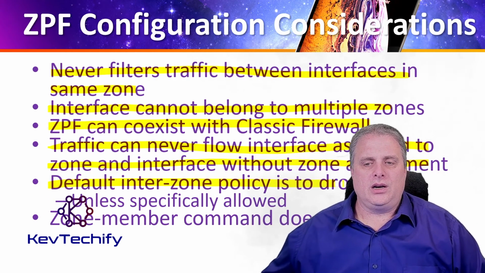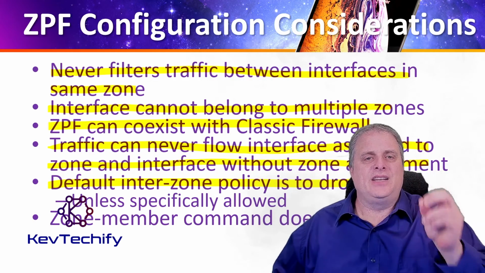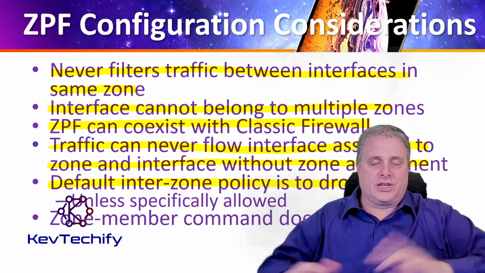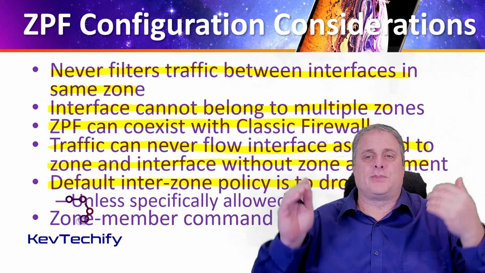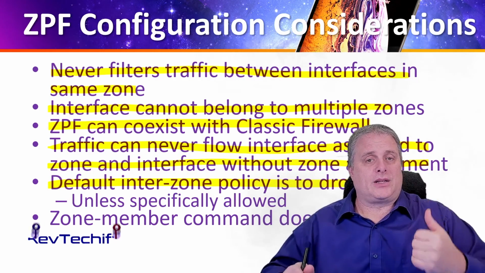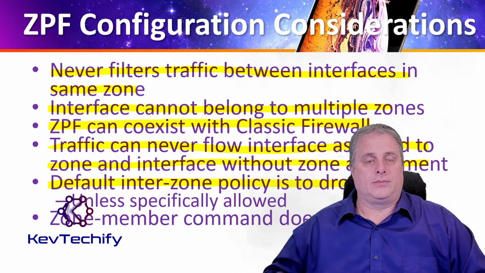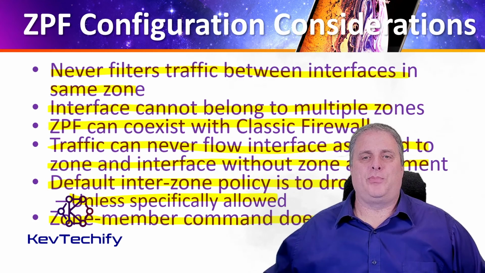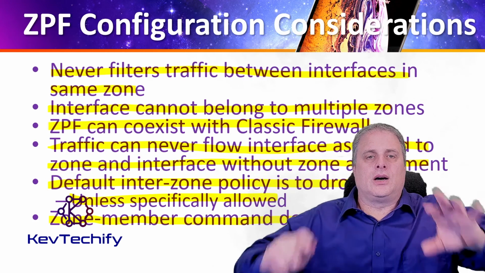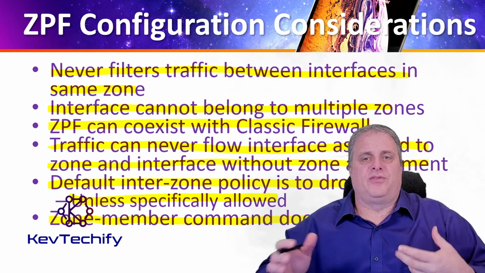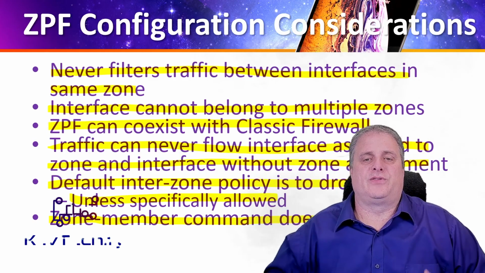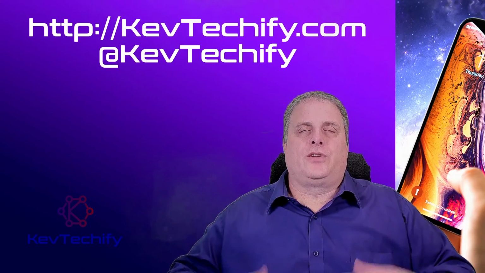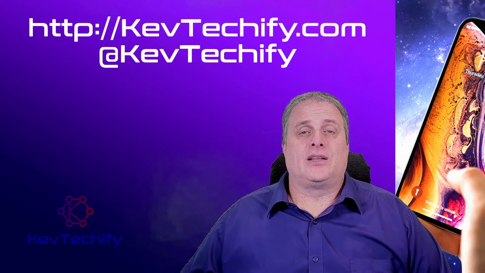The next one here is the default inter-zone policy. So between zones is to drop all traffic here. It's going to drop all of your traffic unless it's specifically allowed by service policy configured for that zone pair. And finally, the zone member command does not protect the router itself unless that zone pair are configured using the predefined self zones.